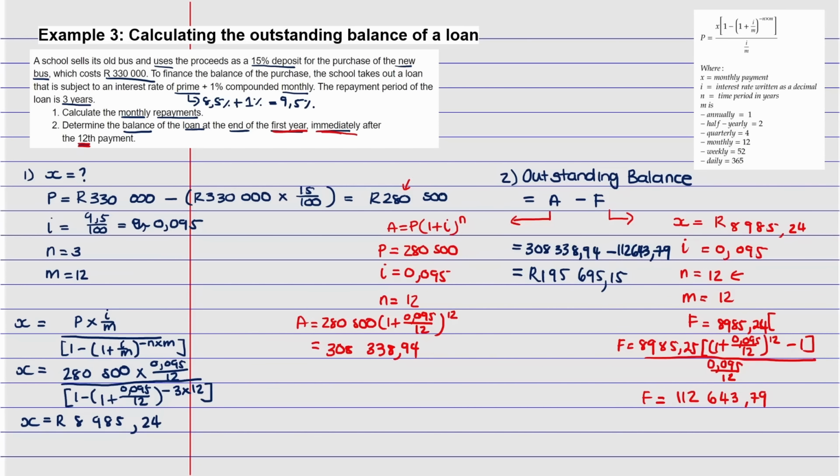So just a tip: with the outstanding balance, when you put in your information, the only thing that changes is the years, because you're finding the outstanding balance at whatever year they give you. They could say within 2 years, meaning it's going to be 24 payments. So only your n is going to be the one that changes. I hope that makes sense. So that's how you would calculate the outstanding balance.